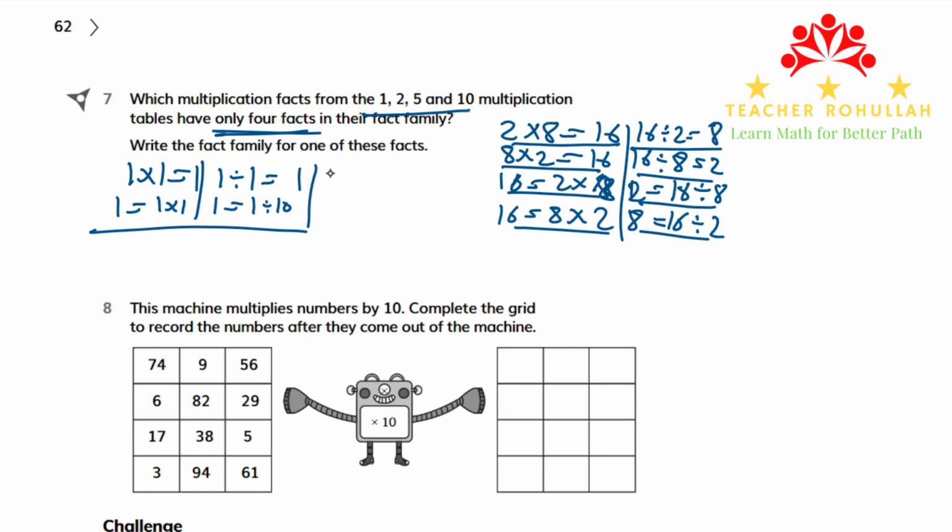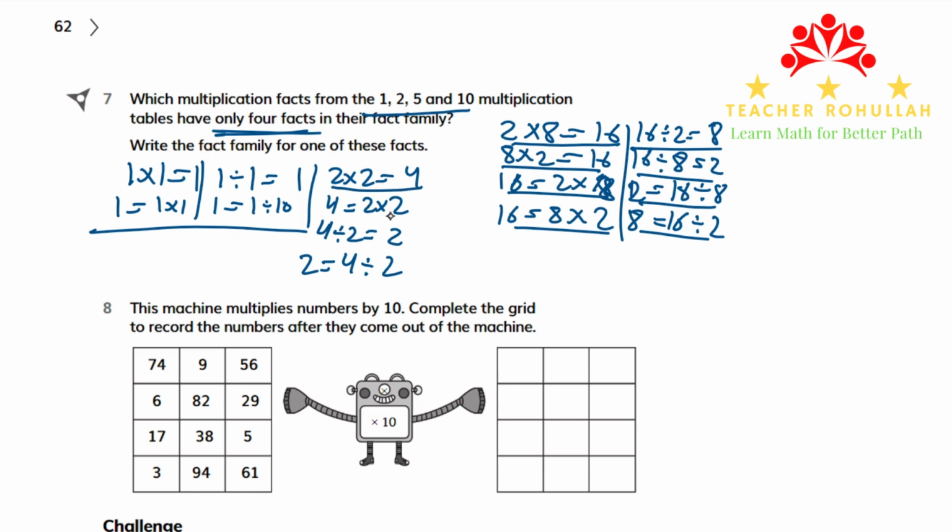The same way for 2. 2 times 2 is 4. 4 equals 2 times 2. And 4 divided by 2 is 2. And 2 is equal to 4 divided by 2. This also has only 4 facts in its fact family.